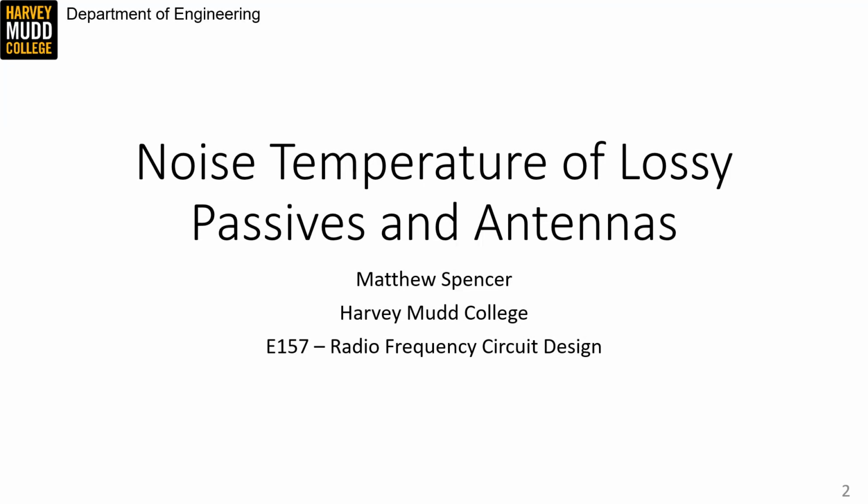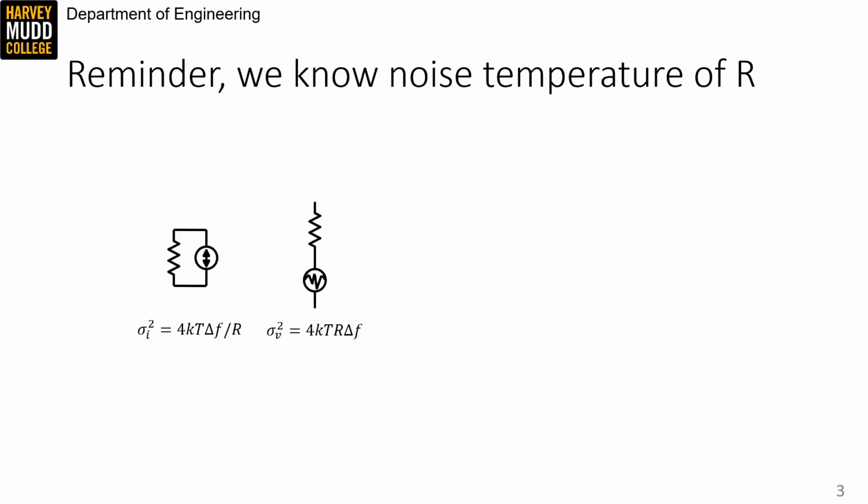Common components, specifically lossy passive systems and antennas. To start off, we should review the noise temperature of a resistor. We know from earlier videos that we can say resistors have a noise current variance or a noise voltage variance, as shown on this slide. I've also introduced a new schematic notation here, which is how noise sources are usually indicated in schematics.